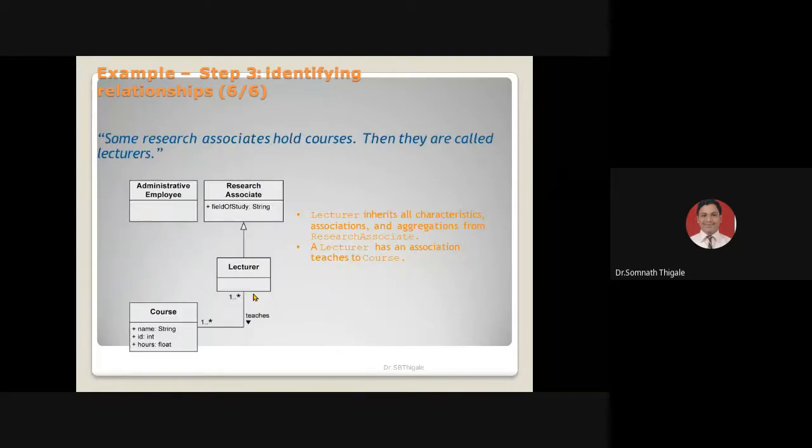And the last part is, some research associates hold courses, meaning they are going to conduct some classes, then they are called lecturers. So the relationship between the employee who is associated as a research associate. A research associate will be assigned some load regarding conducting the lectures for one specific course, meaning weekly 4 hours, weekly 8 hours for one particular subject. So this will be represented as identifying the relationship.